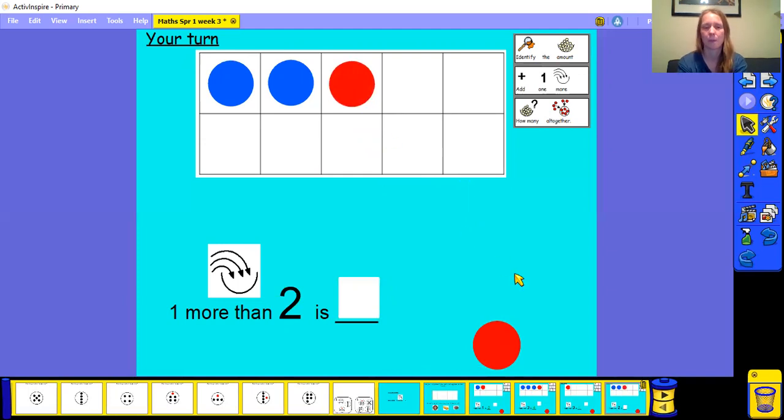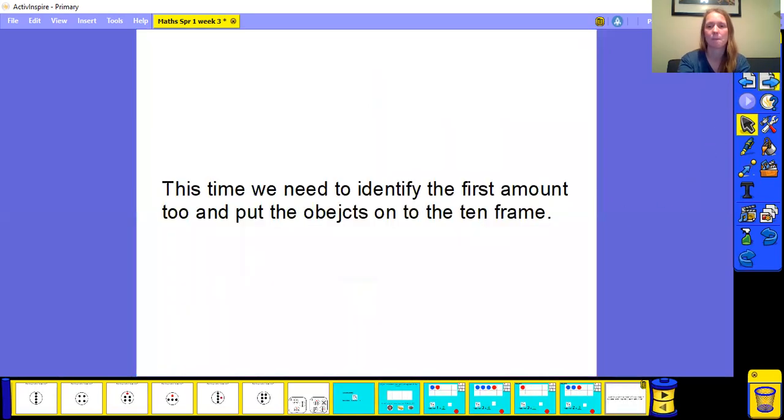There we go. To find out my answer, I need to count how many there are all together. 1, 2, 3. There are 3 counters now. 1 more than 2 is 3. Well done if you got that right.